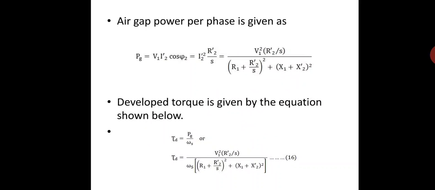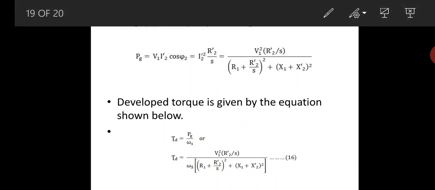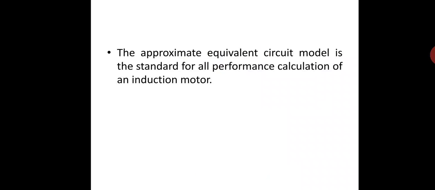So we know the basic torque equation, T equal to P by omega. The developed torque TD equal to PG by omega S. PG is nothing but the air gap power. So we have the expression, and dividing by omega S, we get expression 16. So from the approximate equivalent circuit, we can calculate losses and power. If you know the losses and power, we can easily calculate the efficiency of our induction machines. Thank you.